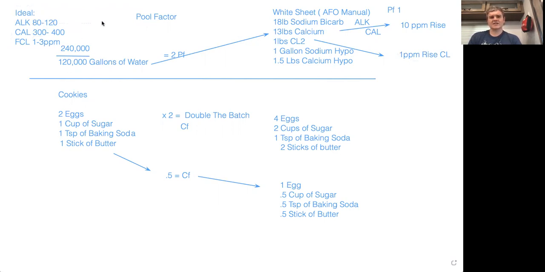So this is our toolbox, right? We've got to get the chemicals in the water that we need, and we have these chemicals to work with to get us into the ideal range. Just like baking the cookies, we're going to make a factor. So we know, for example, if we want to get a 10 part per million rise in a 240,000 gallon pool, then what we would do is multiply 18 for the bicarb. It's confusing, so I'm going to put it like this.